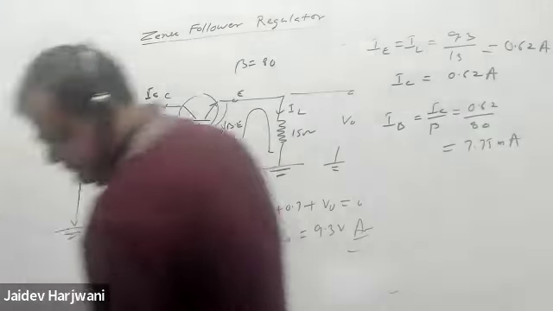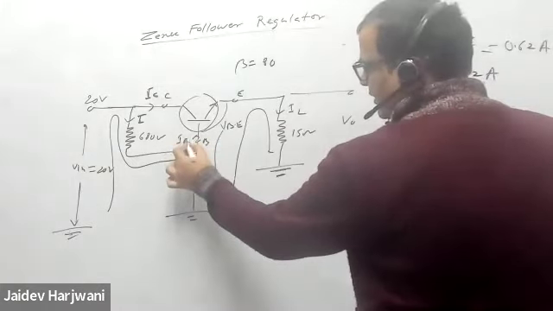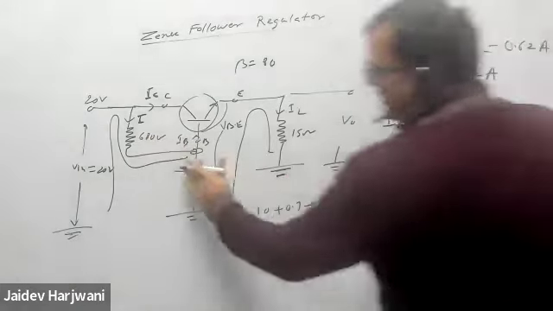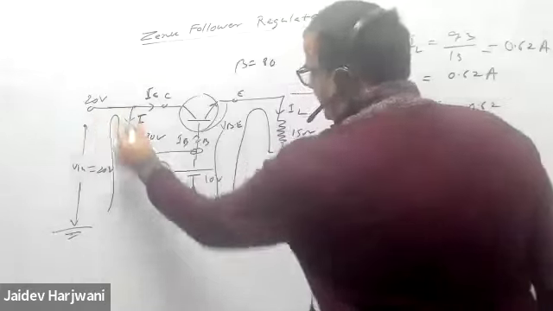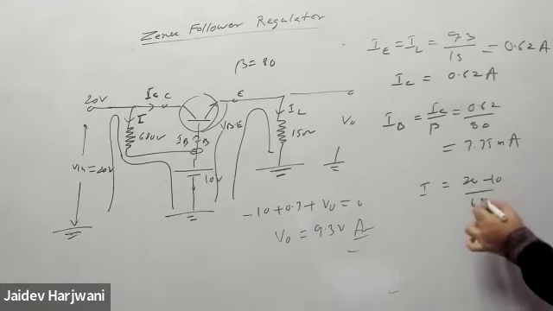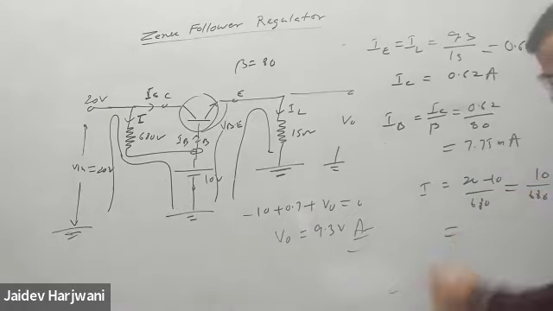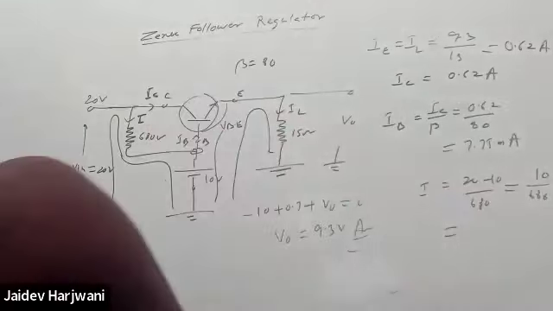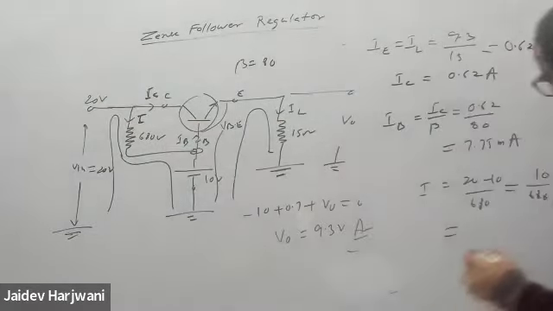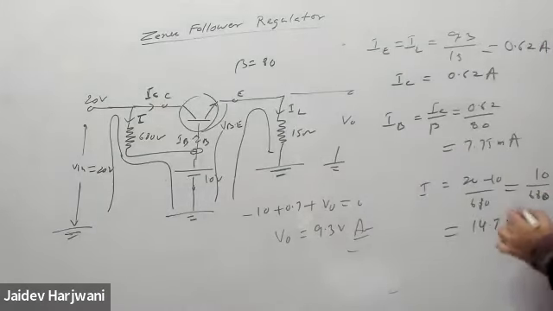Now what do you want? This is corrected, you know this IB, and you can find this I in the circuit. I will be (20 minus 10) upon 680, so 10 upon 680. How many milliampere is I? Tell me. 14.7. So this will come out as 14.7 milliampere. Check it.